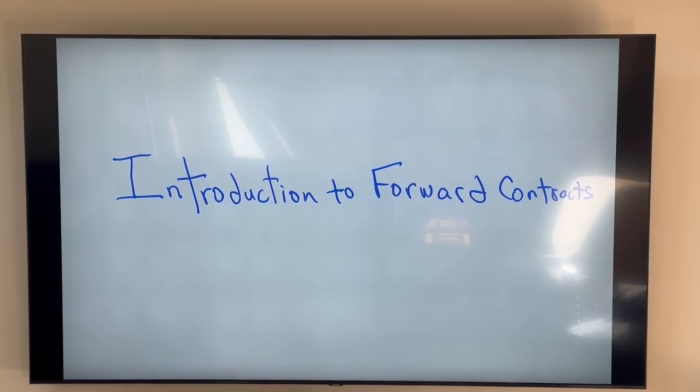Today we're going to introduce forward contracts, and we're going to first discuss what a forward contract is, and two, how do you price a forward contract. And in subsequent videos, we're going to look at how you value a forward contract. So let's start off by first looking at what is a forward contract.